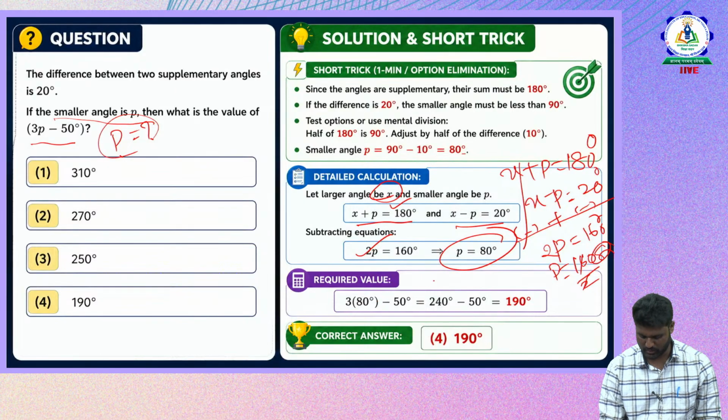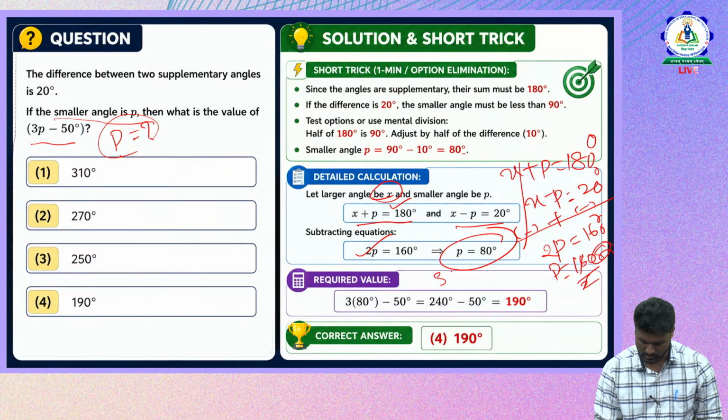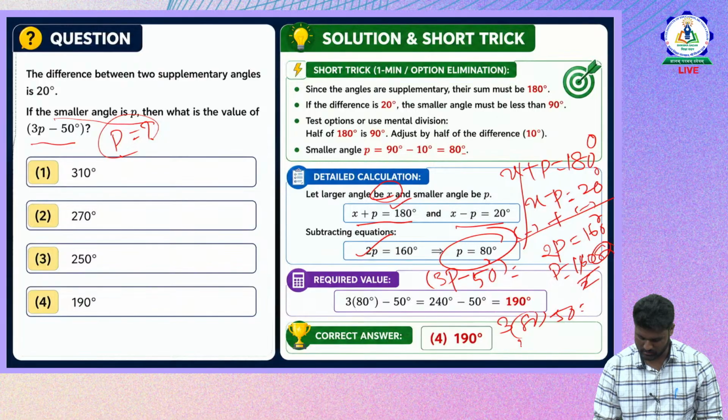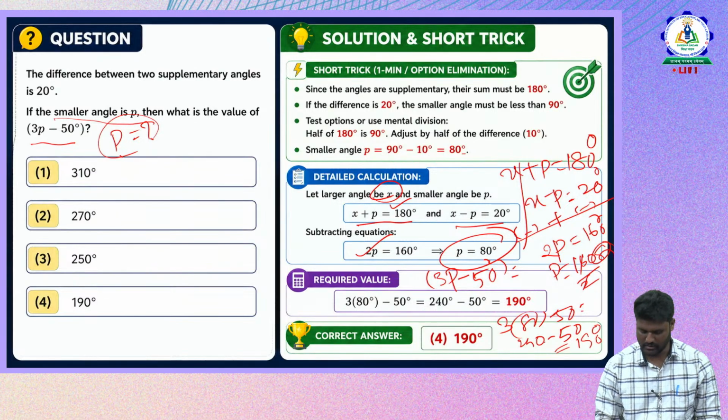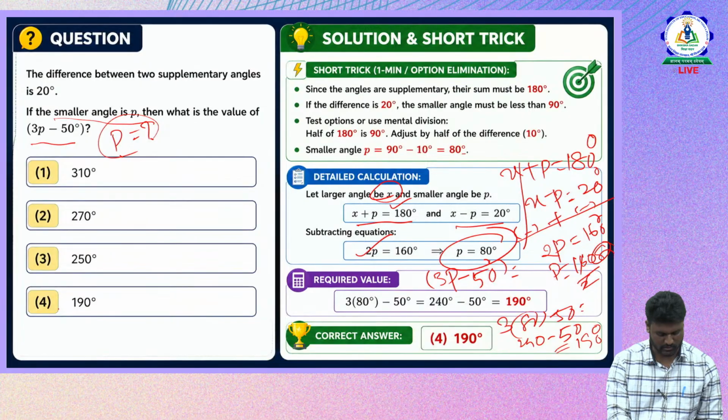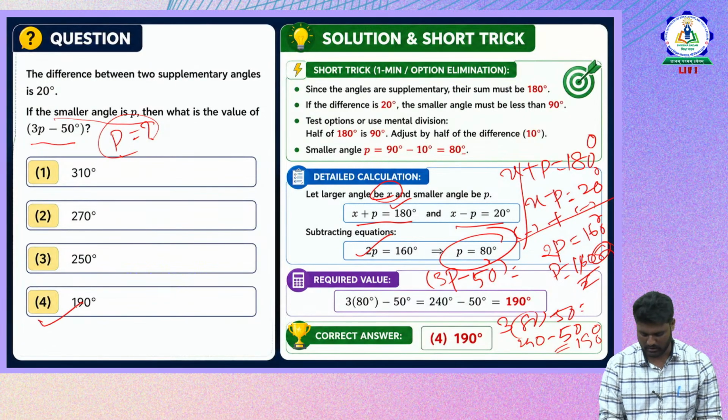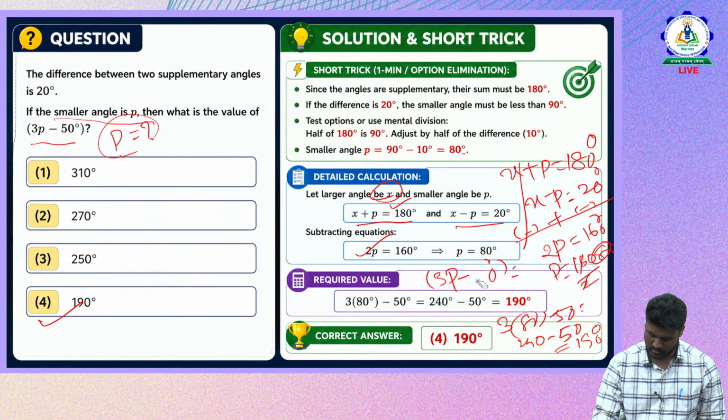So 3p minus 50 degrees, when you substitute, how much will we get? 3 into 80 minus 50. When you do this, you get 3 8s are 24, that is 240, minus 50. When you subtract this, we get 190 degrees. So what is the required value here? 190 degrees. Which option is correct? Option 4 is the correct one.